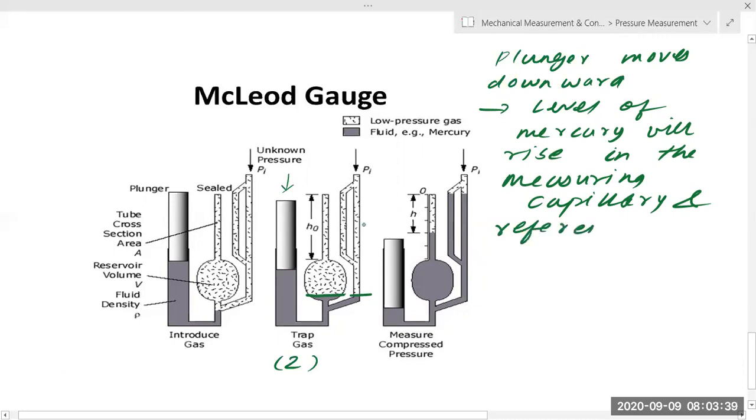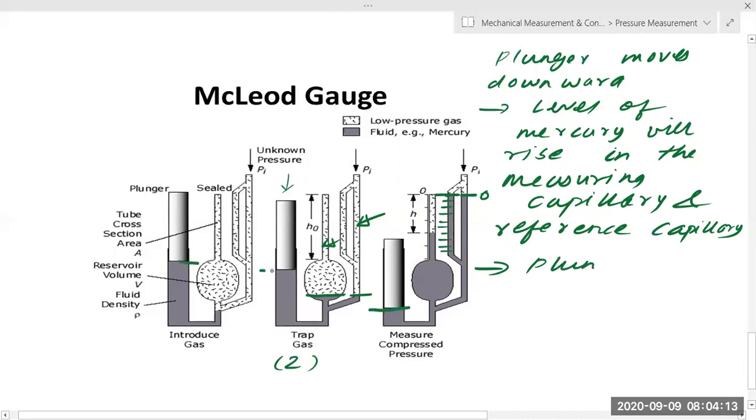Okay, this is my reference capillary and this is my measuring capillary. Mercury will rise in the measuring capillary as well as the reference capillary. Now, the plunger should be allowed to move down until it reaches the zero mark. Suppose this has a scale, I have already told you this will have a scale. The plunger should be allowed to move down.